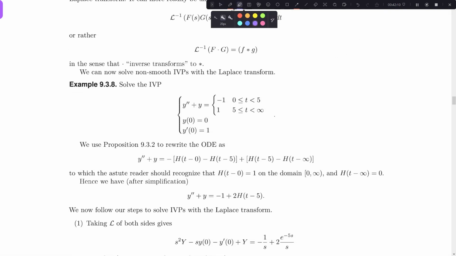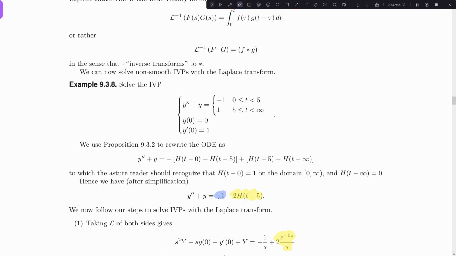The Laplace transform of the Heaviside function is e to the -5s over s, and then the 2 comes along for the ride. And so this is how we're going to start to solve these non-smooth problems with the Laplace transform, by converting the Heaviside, and we know how to transform the Heaviside. We get e to the minus t naught s over s. Okay, so that's where the Heaviside comes from under the Laplace transform.